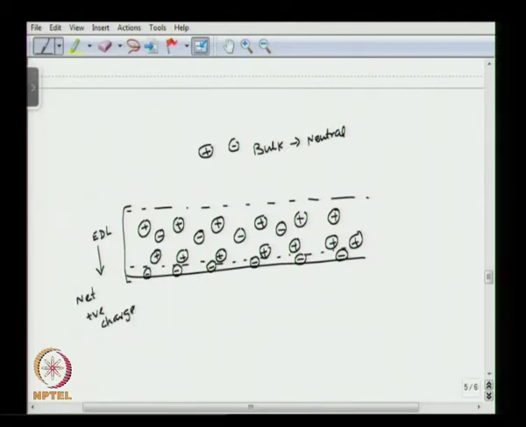Okay. Because the wall is already negative, we will have more positive charges in the fluid in the electrical double layer. Now, if you apply a potential difference here, these positive charges will tend to migrate towards the negative electrode. So, we will have a bulk motion of the liquid in this direction. Okay. So, this is the electroosmosis phenomenon.